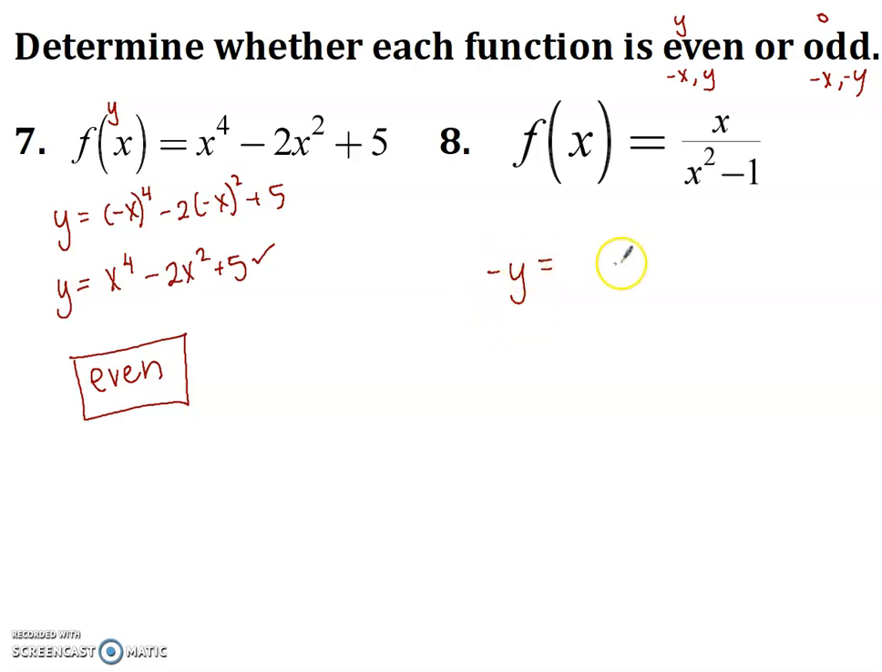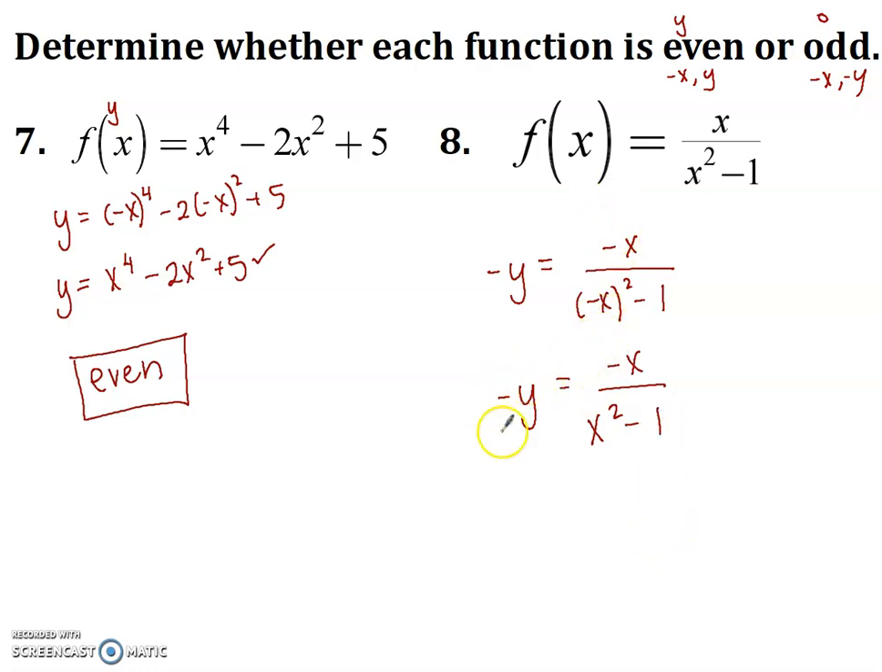So I have negative y, so you're plugging in a negative x, and negative y equals negative x over negative x squared minus 1. Again, show us what you're plugging in. So right here, don't simplify it. Plug it in, simplify it in the next step. So a negative x squared is going to be positive x squared.